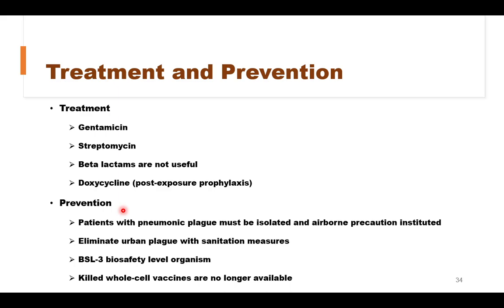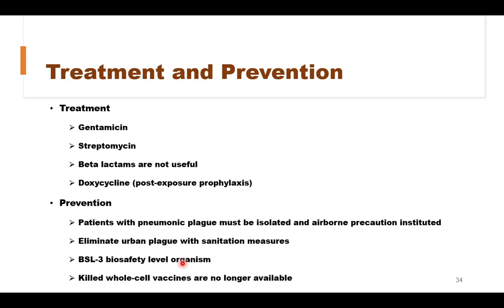Now, with patients with pneumonic plague, you already have the imaging studies, you have the signs, you have the symptoms. You should put them in isolation and you should institute airborne precautions because you don't want an outbreak on your hands. Now, if the environment is clean, waste management is top-notch, you're not going to have a lot of domestic rats in the environment that will find their way into your kitchen or into your homes and things like that. So eliminate urban plague with sanitation measures.